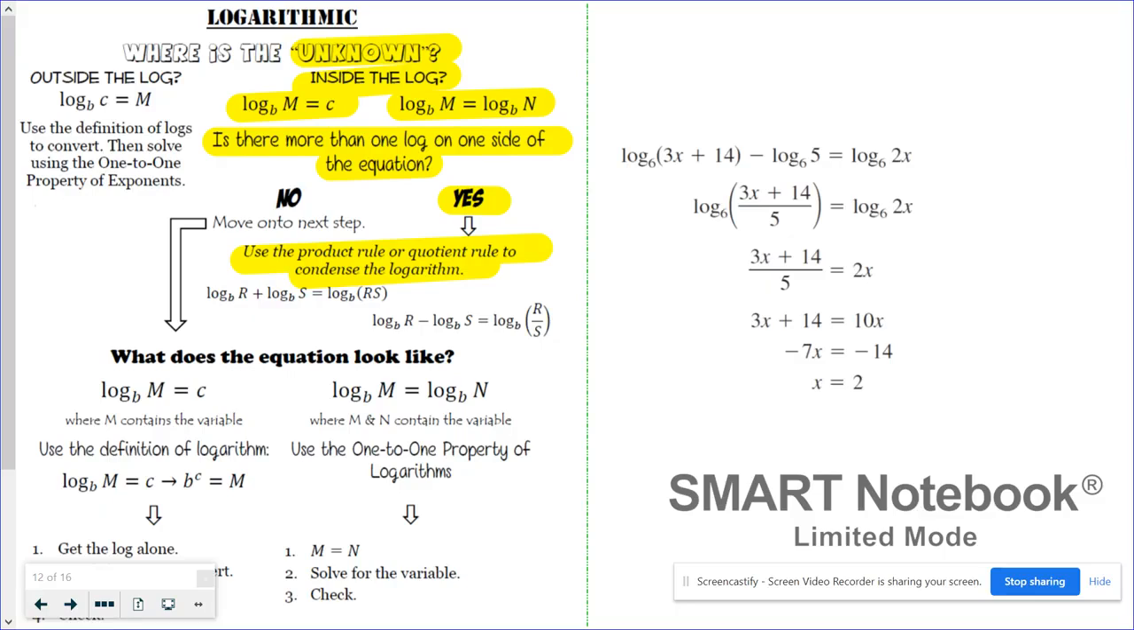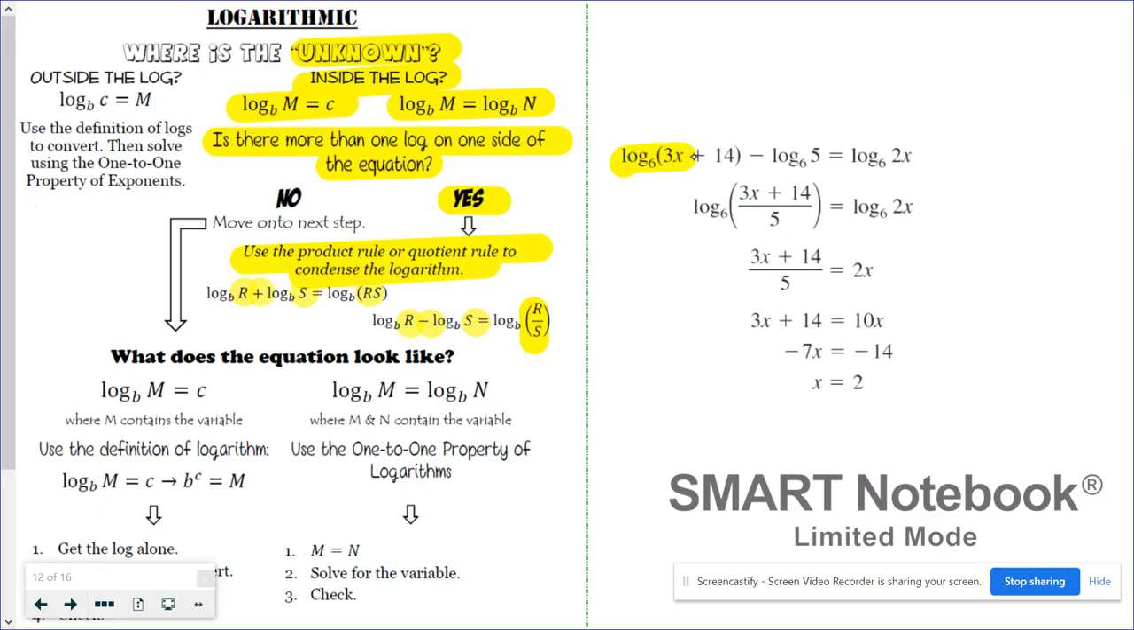We use the product rule whenever we have log plus log, we can write it as log of a product. And if we have log minus log, we can write it as log of a quotient. So we have to condense the logarithmic expression first before we can go about solving.